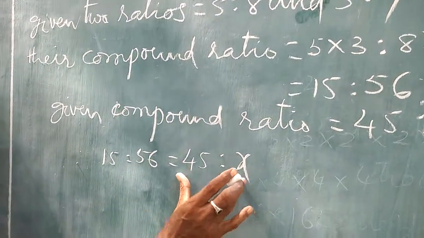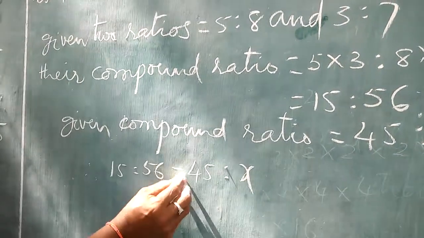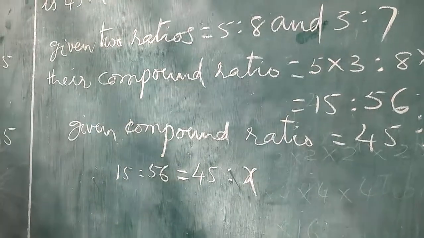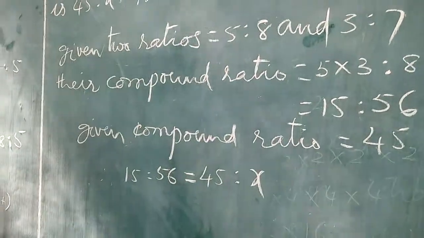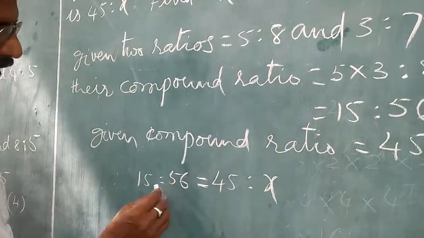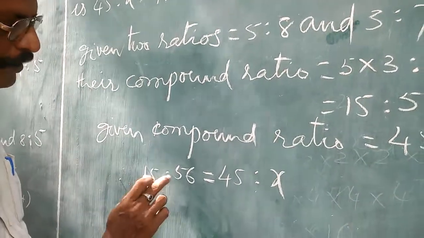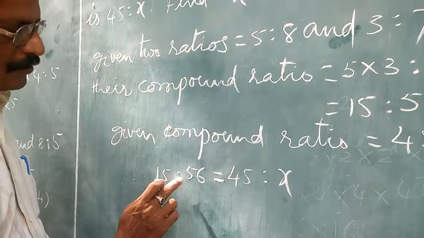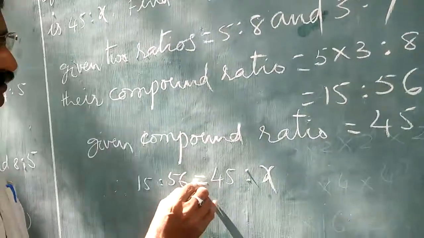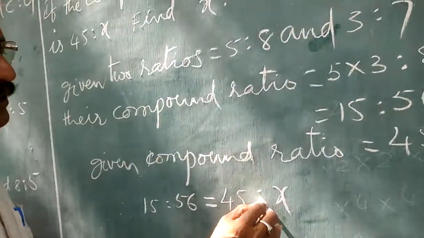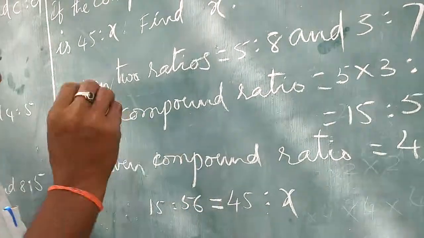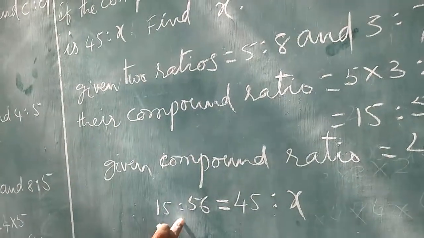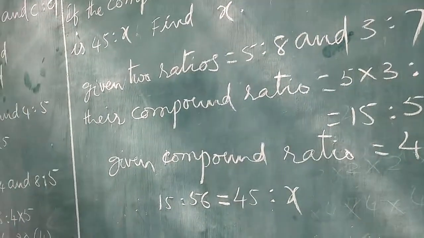This is one ratio. This is another ratio. This is the equality symbol. Equality of two ratios is called proportion. 15:56 is equal to 45:x. These ratios are combined with equals. So equality of two ratios is called proportion.